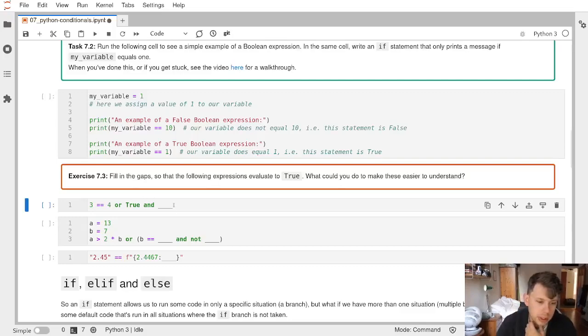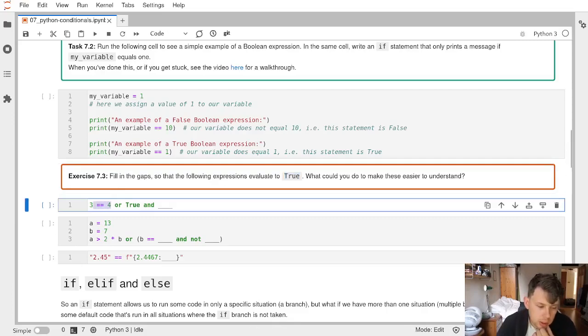So we're looking at Boolean expressions, trying to work out if they'll evaluate to be true or false. In this exercise, we're going to make sure they all evaluate to be true. So if we start with this top one, we've got 3 is equals to 4.